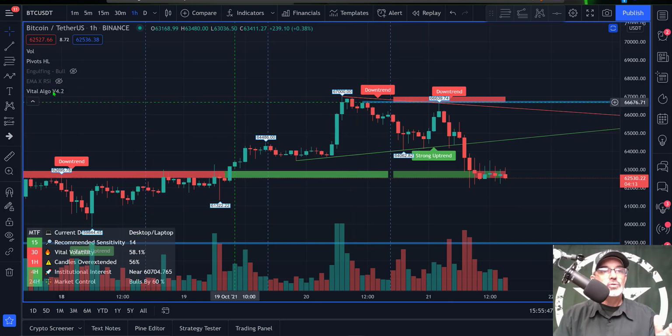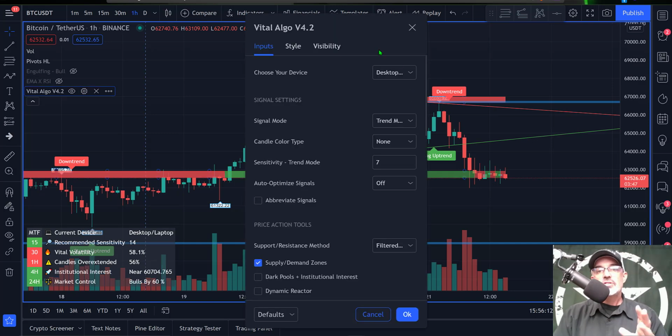Now, if we come over here to the indicator itself and we can go to the settings, and you can see there's a variety of different settings. You can choose whatever device you're using. The signal mode I have selected right now is trend mode. You can choose both and it will tell you where it thinks there's also the possibility for a reversal. I'll dive into a lot more of these features in the future.